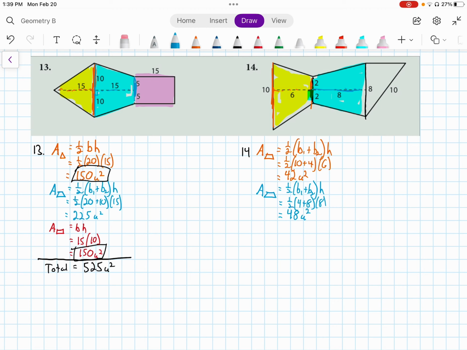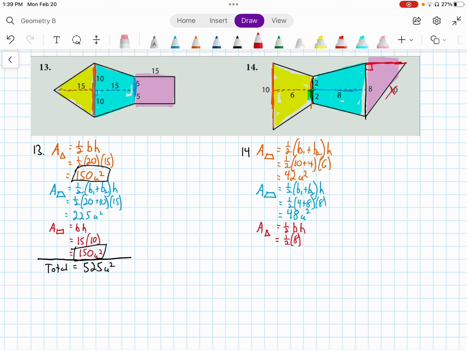And lastly, we have a triangle. Went outside that a little bit, but the triangle is 1/2 base times height. Now we know, as mentioned before, base and height are always perpendicular. Well, it looks like maybe we have a base of 8, but we cannot use the 10 as the height. They have to be perpendicular, so we have to find this length.